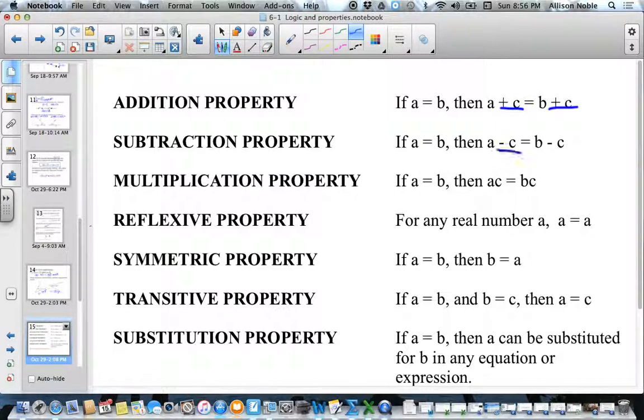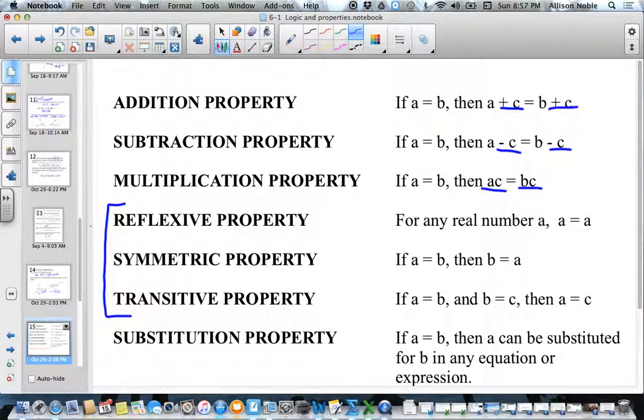Subtraction is the same idea. Multiplication, also the same idea. If we multiply A by C and B by C, A times C is still equal to B times C. The reflexive property. So I'm going to highlight these three. You definitely want to know these. For any real number, A is equal to A.